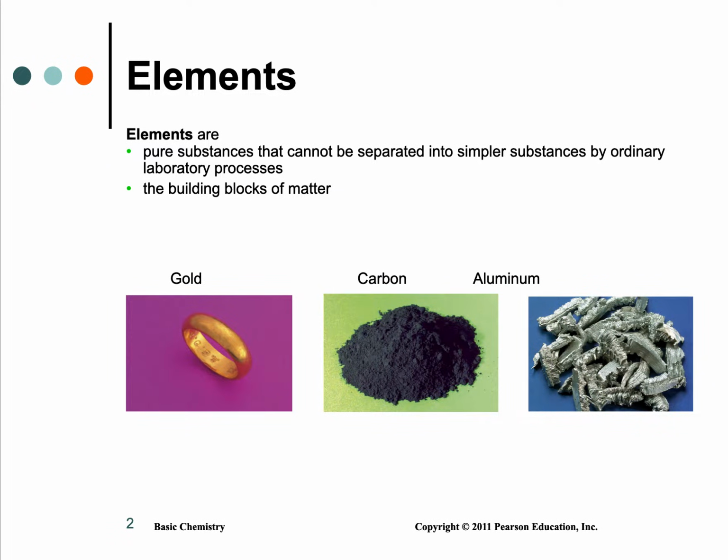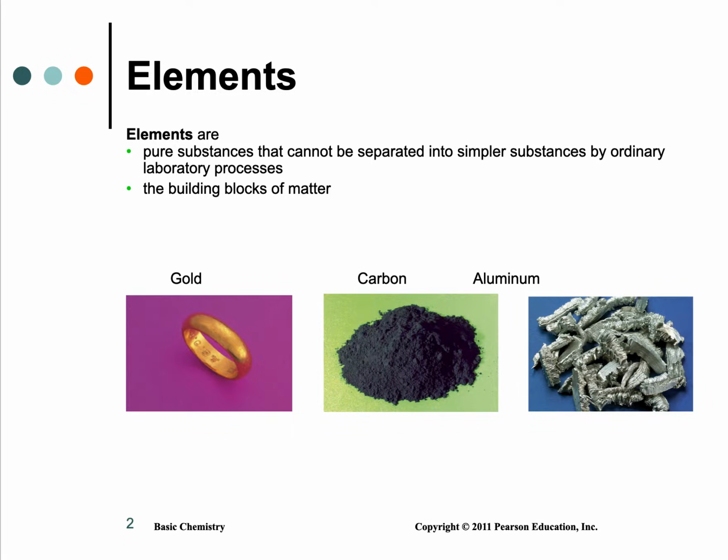So elements are, first of all, pure substances. They have their own unique properties. They have a melting point that's very specific. They're one type of matter, so there's no formula name. They have a certain kind of chemical properties that people will know as they've studied.